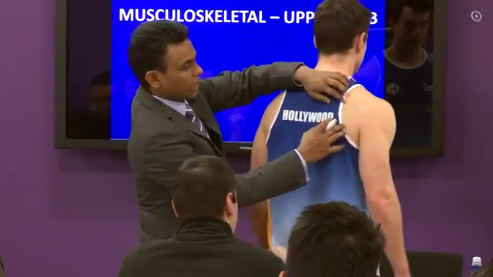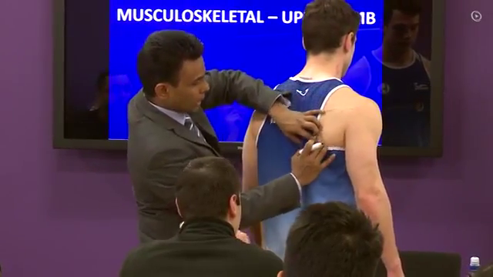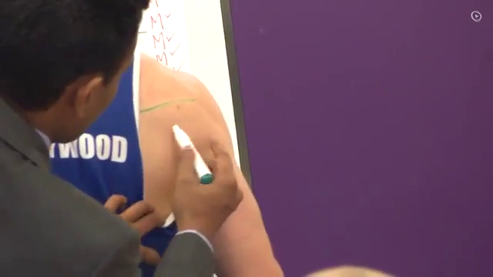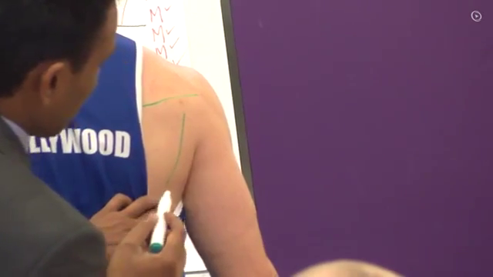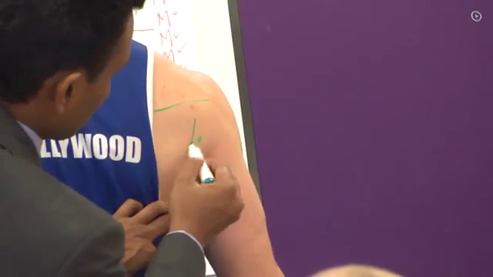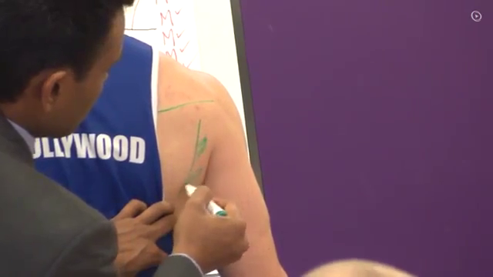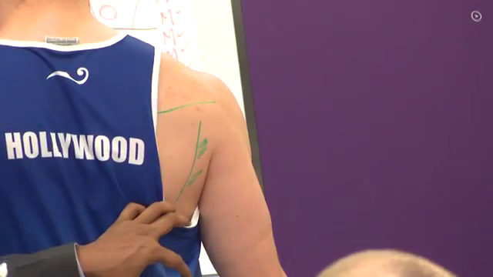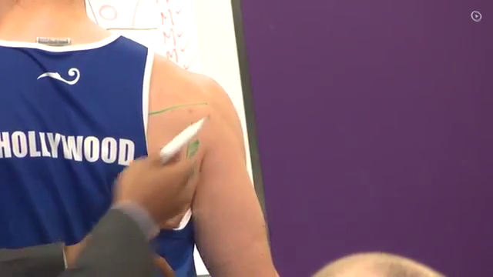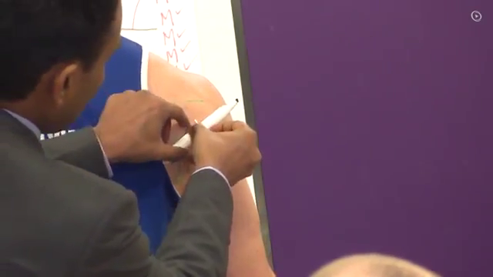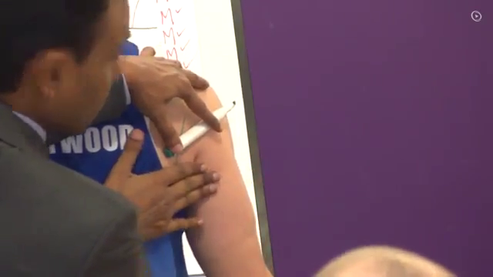Okay. So that's supraspinatus, infraspinatus. That's the edge of the scapula. What muscles are these? Teres minor and teres major. Okay. So teres minor is up there. Teres major is up here.